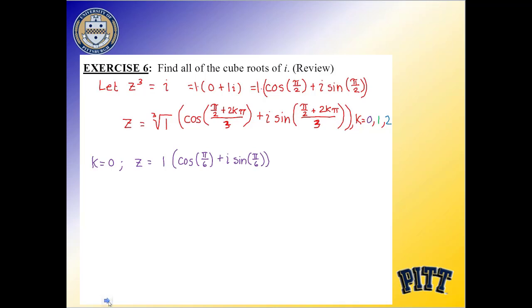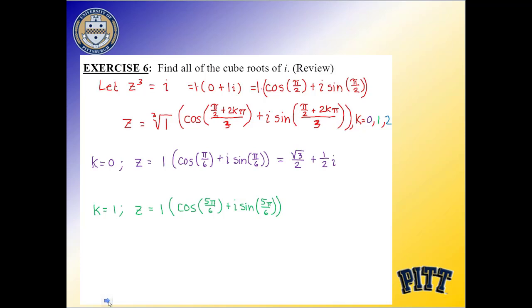Because the cosine of pi over 6 is the square root of 3 over 2. The sine of pi over 6 is 1/2, so I have the square root of 3 over 2 plus 1/2 i, which is in the standard format. So if k equals 1, I'm going to have z equals, of course, the cube root of 1 again is 1. If I take pi over 2 plus 2k pi, I end up with 5 pi over 2, and divided by 3 gives me 5 pi over 6.